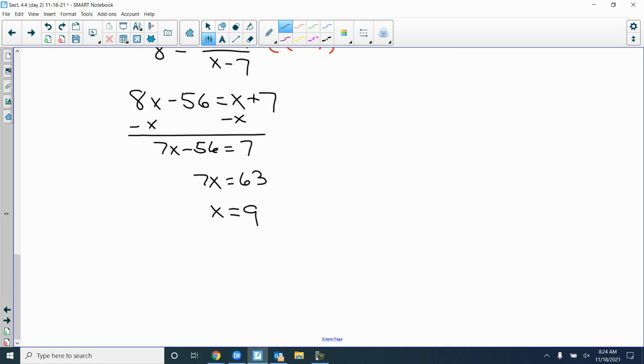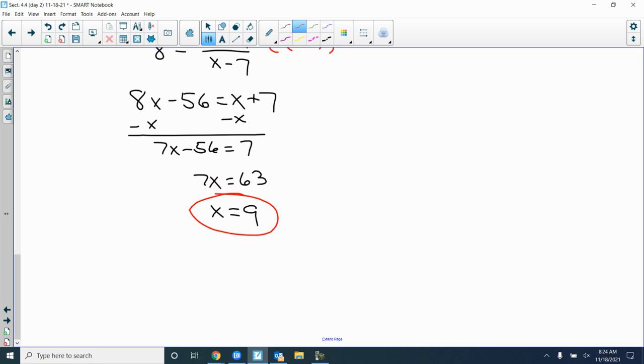Will that work? Go back to your top, the original equation. Will that give us a negative that we're taking the log of? I don't think so. Nope. 9 plus 7 works, and 9 minus 7 works. All right, so we're good. So x equals 9 is our answer.